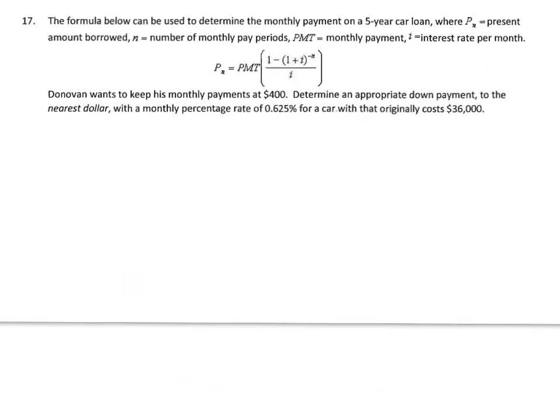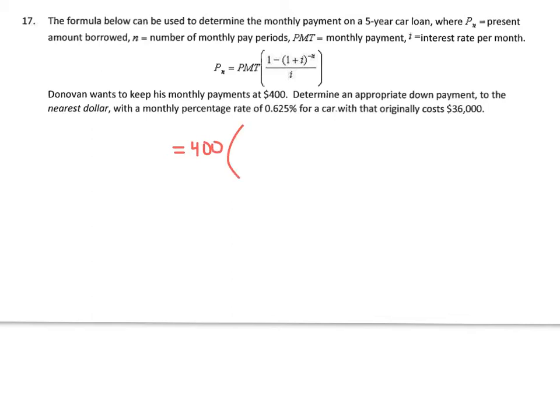Okay, now in number 17, Donovan wants to buy a car, so he's going to take out a loan, and they give us this formula. Now it says Donovan wants to keep his monthly payments at $400. Okay, now if we look at the formula, the PMT stands for the monthly payment. So we want to keep this at 400. So I'm going to replace that with 400. So right after the equal sign, that's going to be a 400.